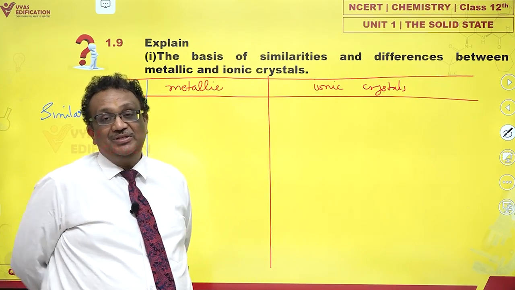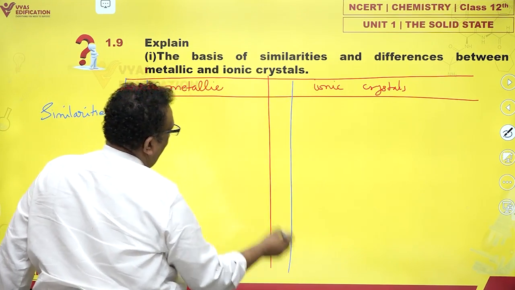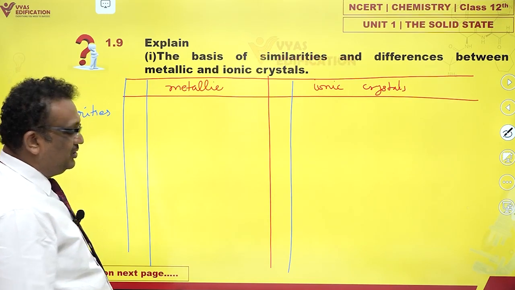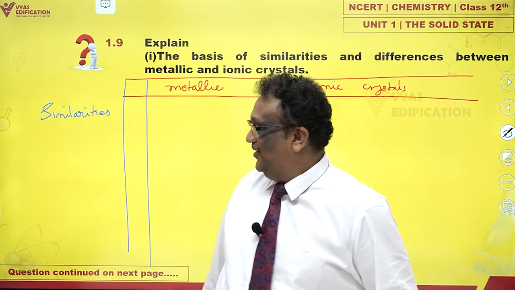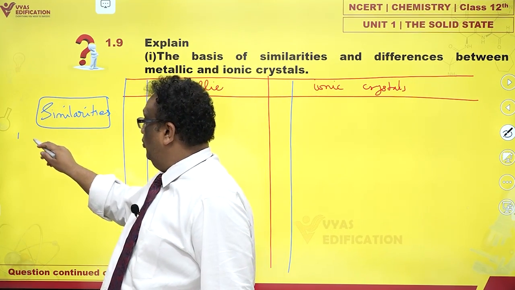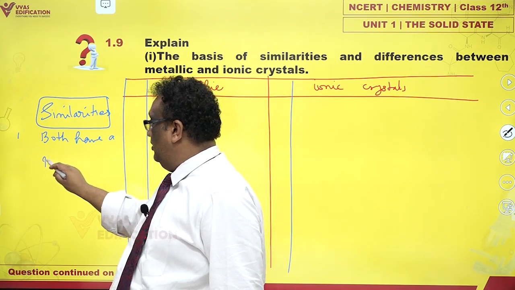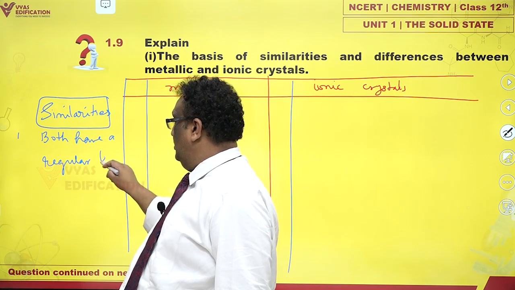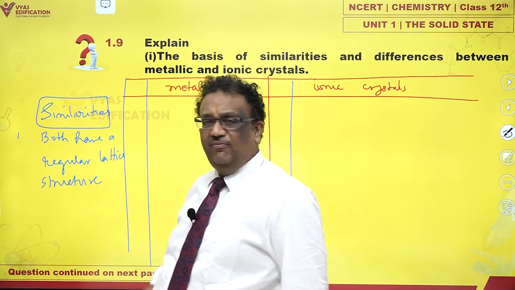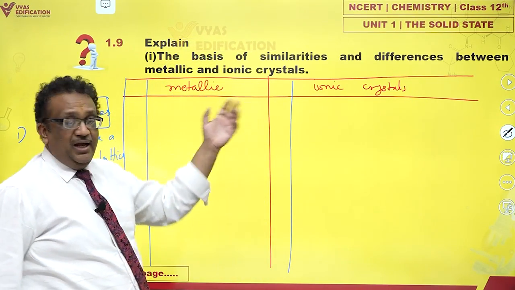Metallic versus ionic crystals. Now, we will say it like this. I'll write down the distinctions here and similarities, and we will list out the similarities in a separate column. Let's try to write down as many as we can. What is similar? Well, both have a regular lattice structure. Both are crystalline, both have regular lattice structure. Of course, that is something which is common between metallic and ionic crystals.